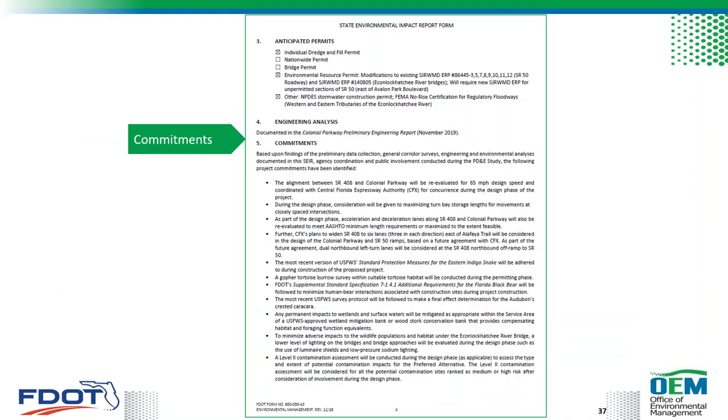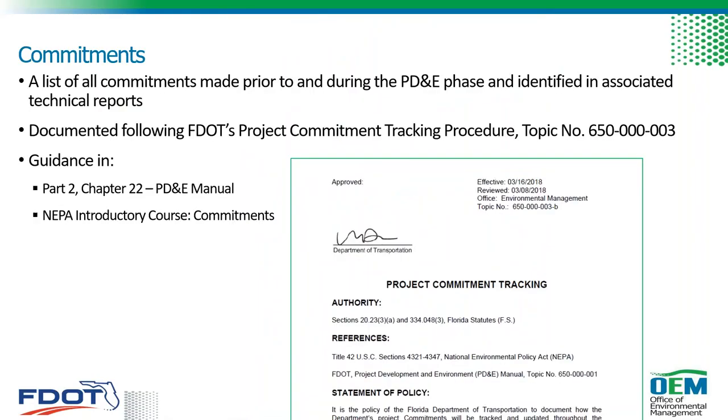The form also includes a section on FDOT commitments, and these are commitments made to others, such as agencies or local governments, and they're made in order to typically advance the project. So as you can see on this project, this section catalogs and discusses all the commitments made on the project prior to and during the PDE phase. Commitments should be documented according to FDOT's project commitment tracking procedure, and guidance on appropriate commitments and preparing them, and also how to prepare this section of the form is found in Part 2, Chapter 22 of the PDE manual. And we do have a computer-based NEPA introductory course on commitments available as well for more information.